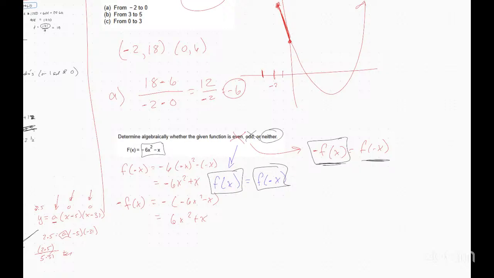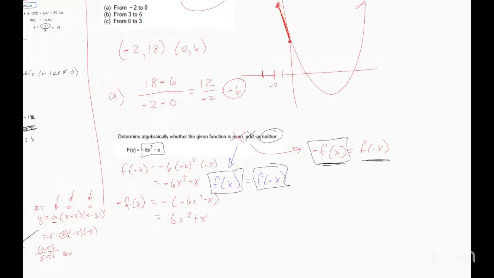Wait, so with odd, do you check with the parent or do you check with the f of negative x? You check them all. Calculate all three of them. Well, the one you don't have to calculate is f of x. They gave it to you already, most likely. But then you have to calculate negative f of x and f of negative x.